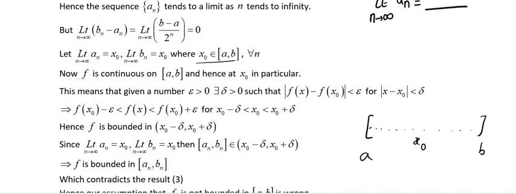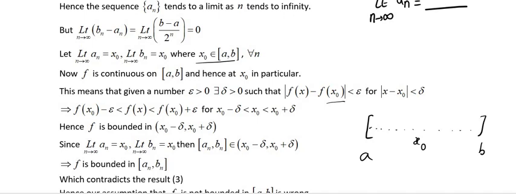So, by using the definition of continuity, we can write for every given number epsilon greater than 0, there exists delta greater than 0 such that modulus of f of x minus f of x naught less than epsilon for mod x minus x naught less than delta. Why am I taking x naught here? Because the function is continuous at x naught. That's why I am taking x naught there.